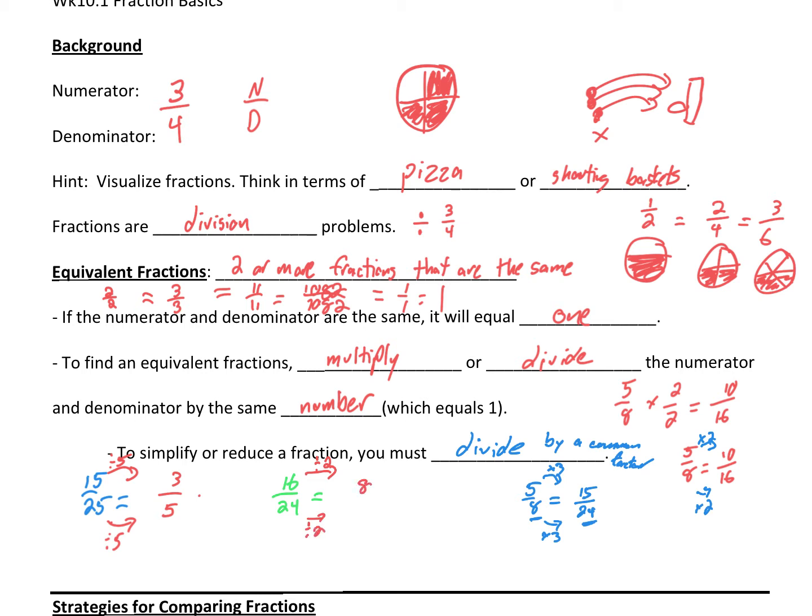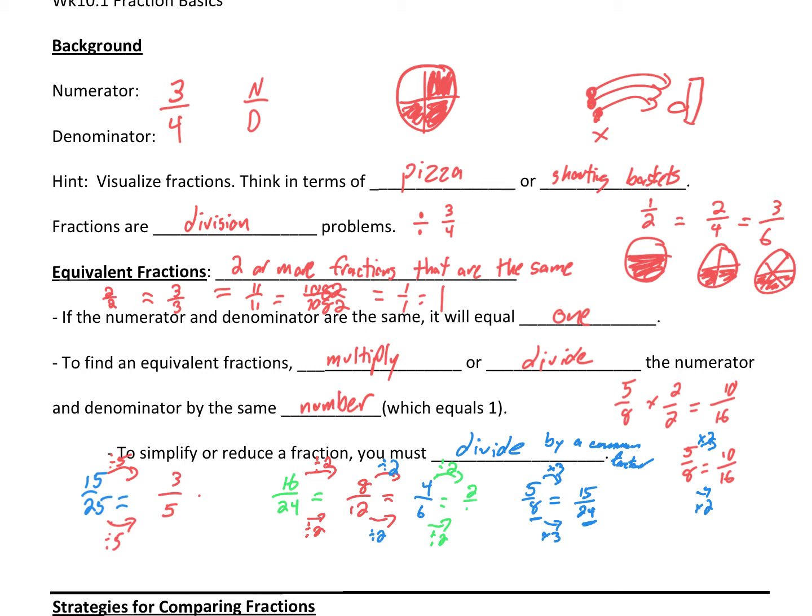16 divided by 2 is 8. 24 divided by 2 is 12. We can keep going. That has reduced some, but we're not in our simplest form yet. What can we divide them both by? 2 again? Okay. I hear you. 8 divided by 2 is 4. 12 divided by 2 is 6. Still not our simplest form. We can still divide them both by 2.